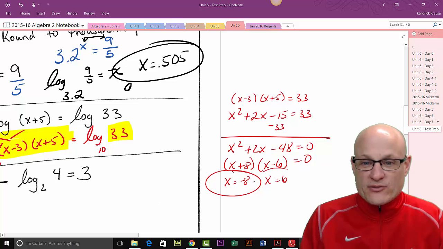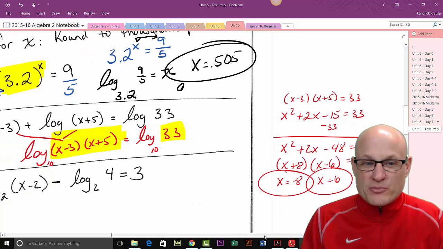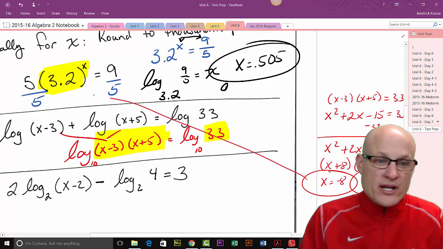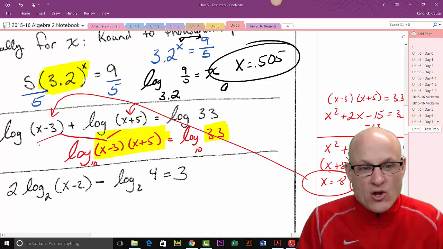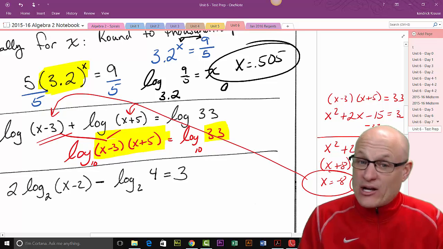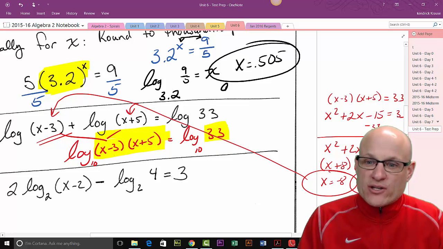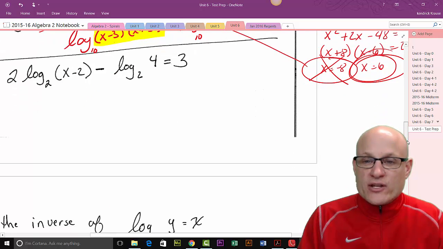All answers must be checked. And if you were to plug this -8 in either here or in here, it would crash because you would be taking the log of a negative number, and you're not allowed to do that. So the only answer in this case is 6. The -8 has to be canceled off. We just get rid of that.